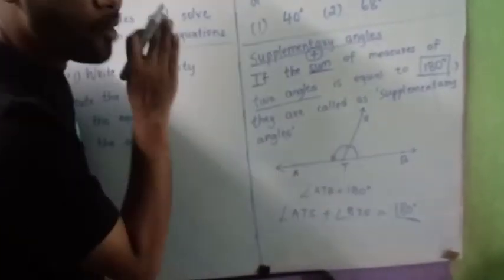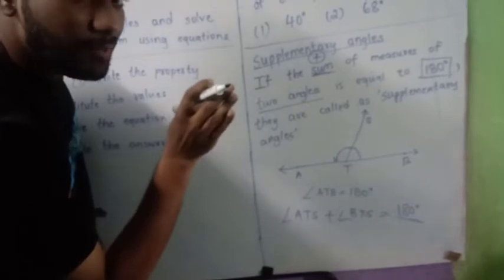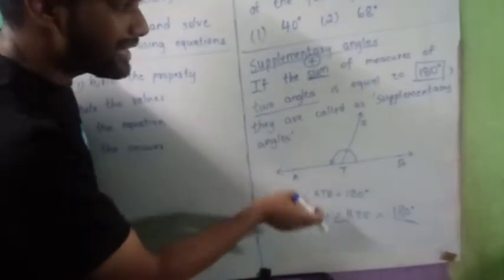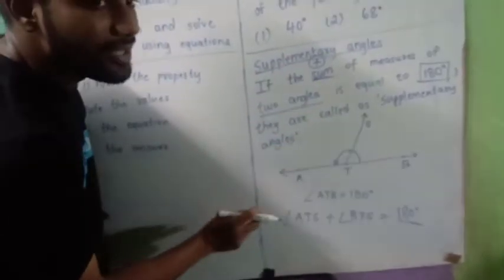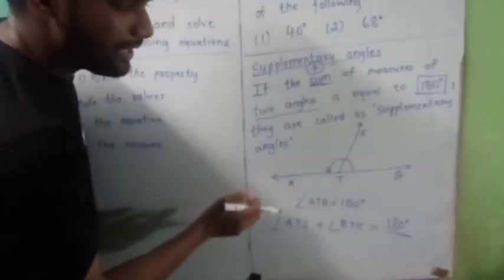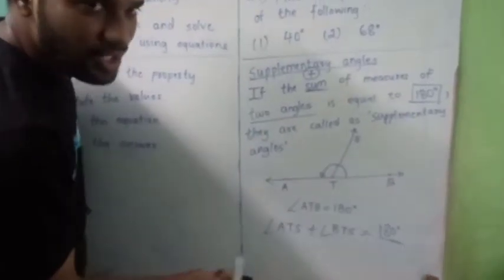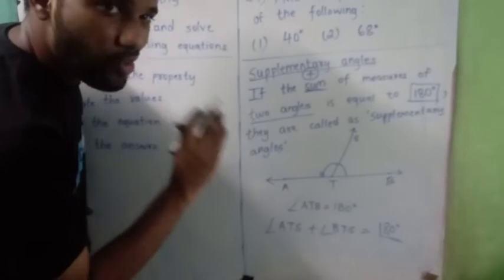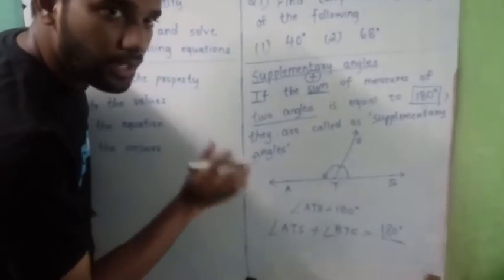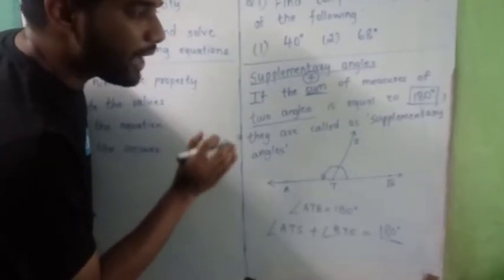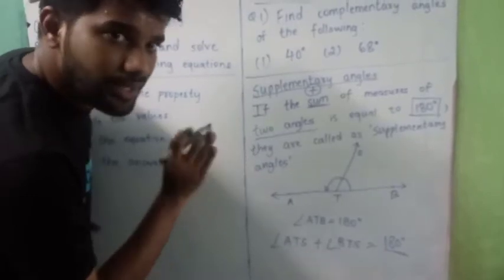So in complementary angles we use the concept of a right angle, but in supplementary angles we use the concept of a straight angle, right? I told you this is a straight angle. So for supplementary, which concept do we use? Straight angle. Is this clear? So this is why we take 180 degrees for supplementary angles.